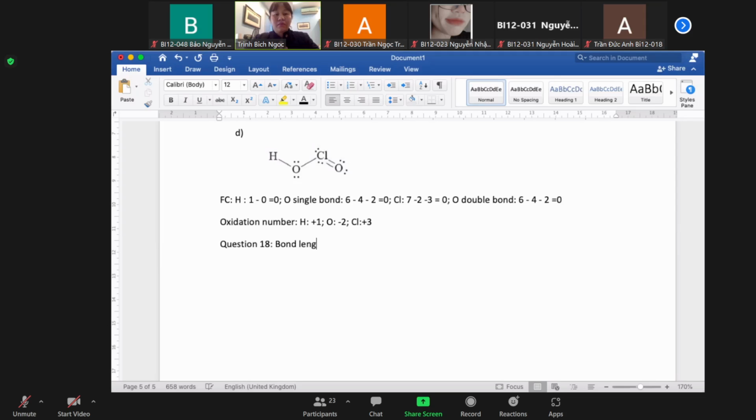CO3 2 trừ. Lewis structure là gì ạ? Like this. CO3 2 trừ nó sẽ như thế này ạ. Đây là CO3 2 trừ. Does it have resonance? Ở đây ta quan sát thế này, ta thấy có cấu tạo cộng hưởng không ạ?